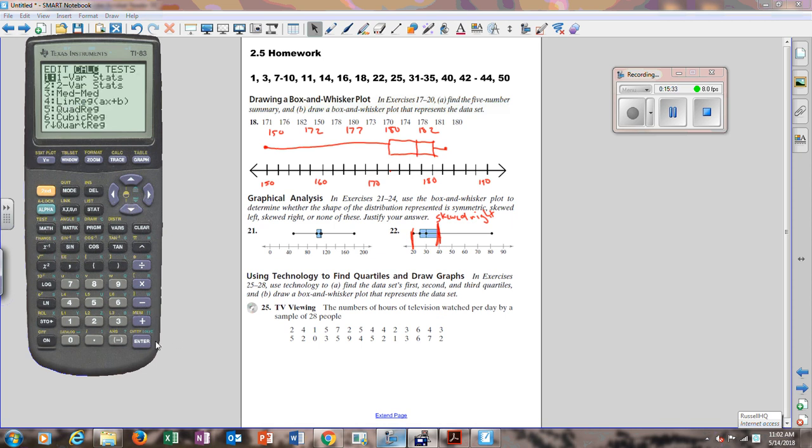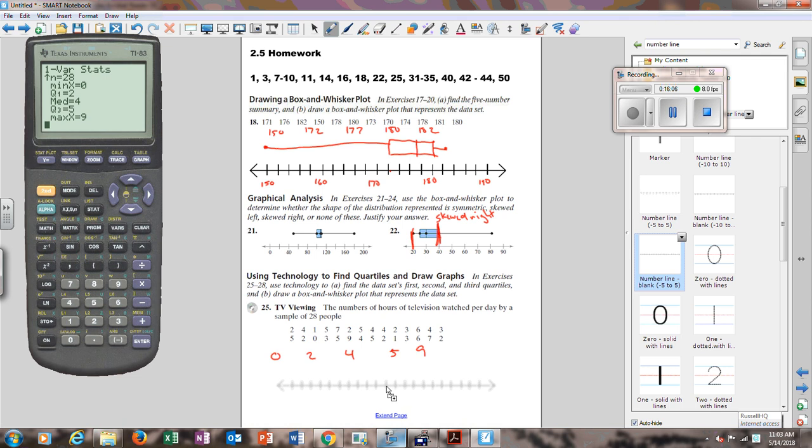Stat count, one bear stats. Enter. I can scroll down. Look at my min, Q1, median, Q3, and max. So my min is 0, 2, 4, 5, and 9.